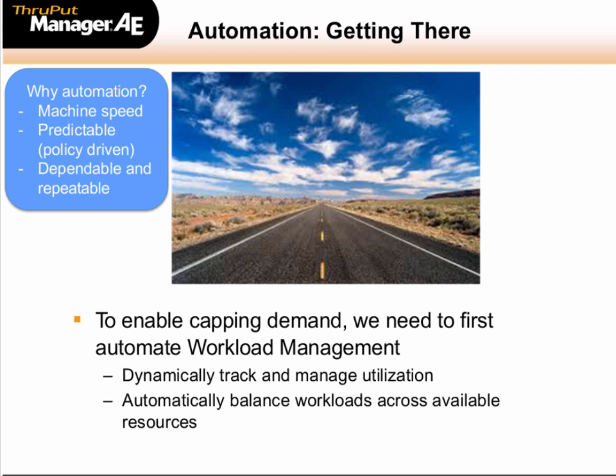It's clear that capping demand is the key to lower software costs while protecting key applications. To enable the capping demand of our applications, we first need to take control of our applications with automation. Changes in system utilization and workload demand happen at machine speeds. We need to anticipate and react at machine speeds as well. This means dynamically tracking and managing utilization and automatically balancing workloads across the available resources.